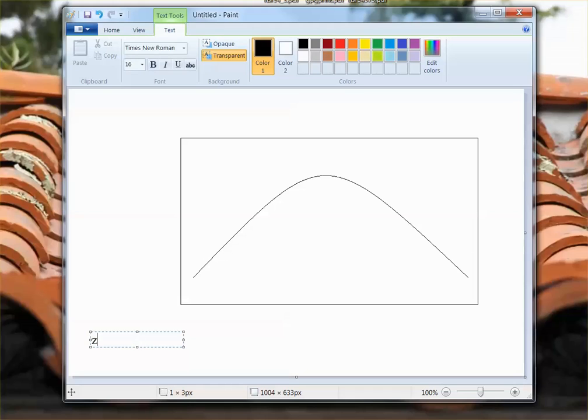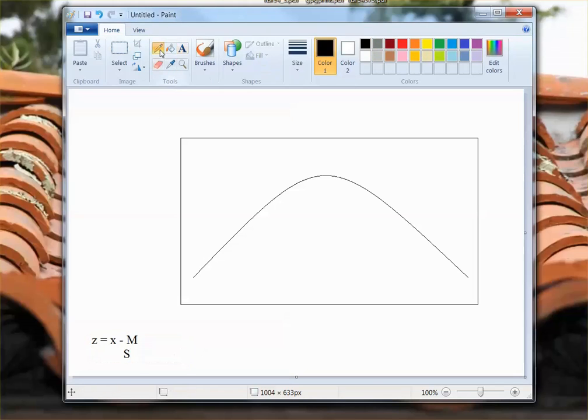If you remember, the z was equal to whatever the score was minus the mean, and all of that was divided by the standard deviation, right? That was our basic z-score formula.